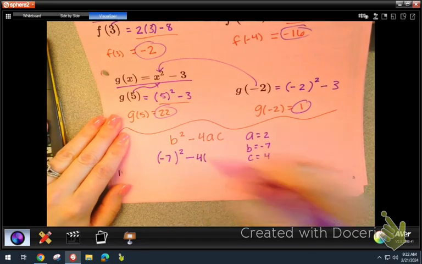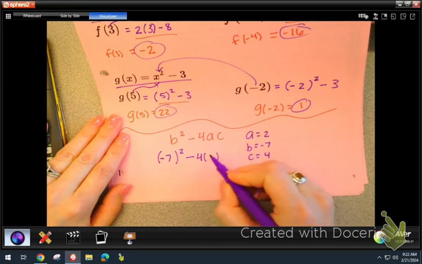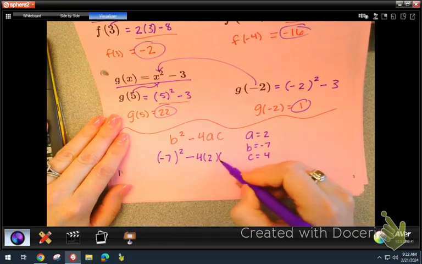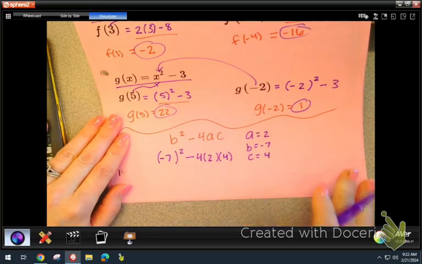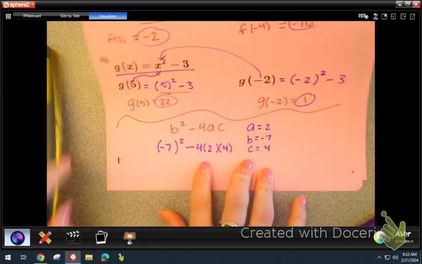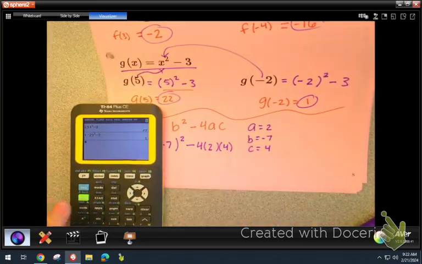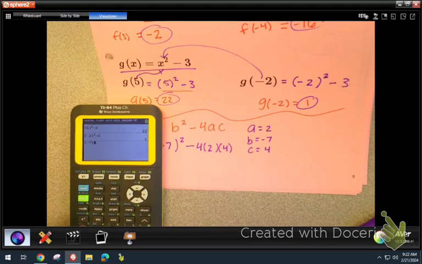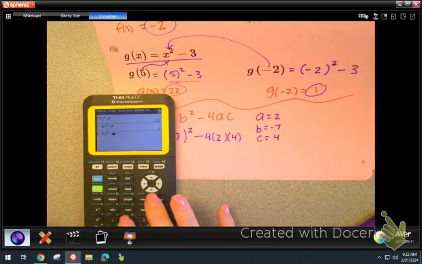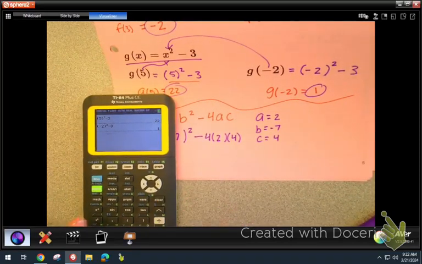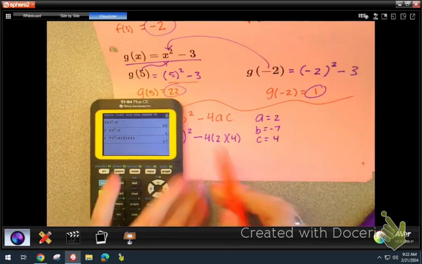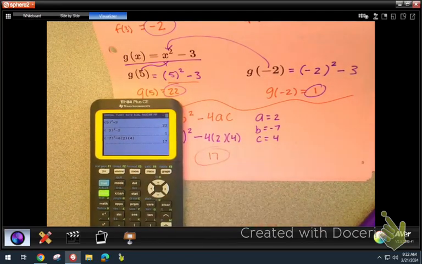4, and then open up parentheses again. A is 2. Open up parentheses. C is 4. If you did not type it exactly how we got this, then you're not going to get the same thing. So squared on the outside, -4 times 2 times 4. And the answer is 17, okay? So that is how you type it.